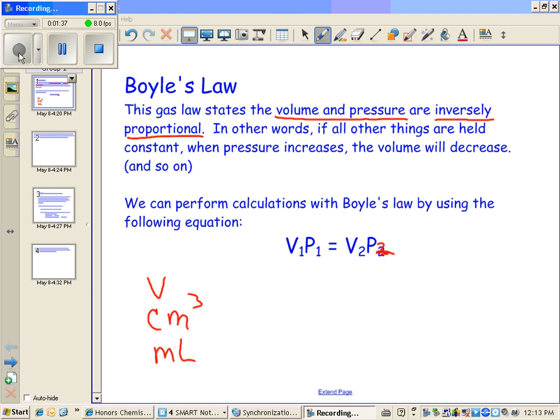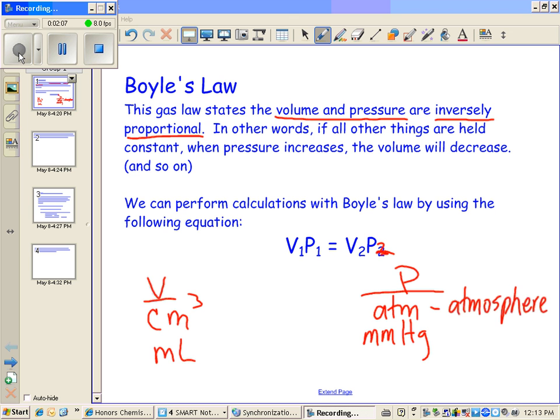What kind of units does pressure come in? Does anybody know? Because this is new for you. Anybody have any idea what pressure comes in? Let me give you these, because I don't think we've covered these before. Pressure comes in something called an atmosphere. ATM is abbreviated atmosphere. I'm going to write that out here just so you remember it. Okay, so you can measure pressure in atmospheres. You can measure pressure in millimeters of mercury. Or you can measure it in kilopascals.